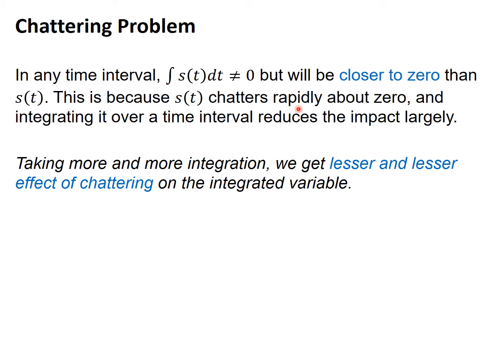This is because S chatters rapidly about 0, and integrating it over a time interval reduces the impact largely. If you take another integration, then double integration of S will come even closer to 0. So we get lesser and lesser effect of chattering on the integrated variable if we take more and more integration.